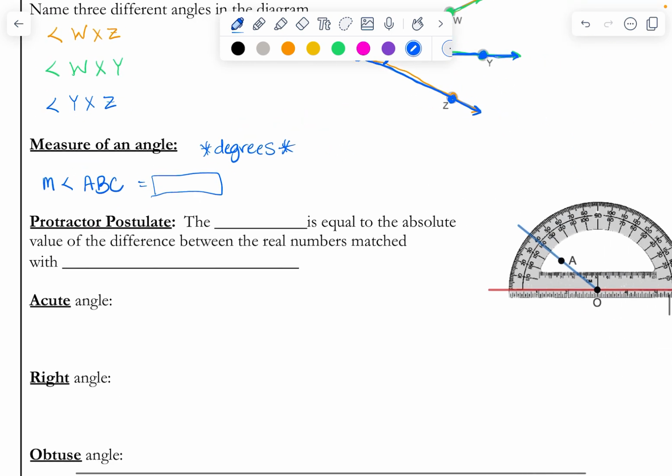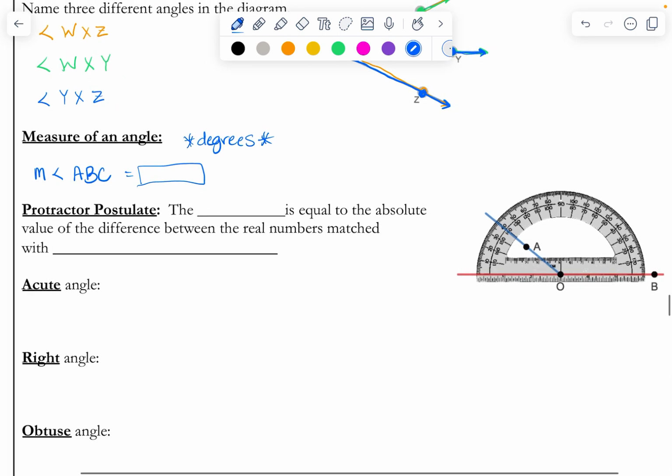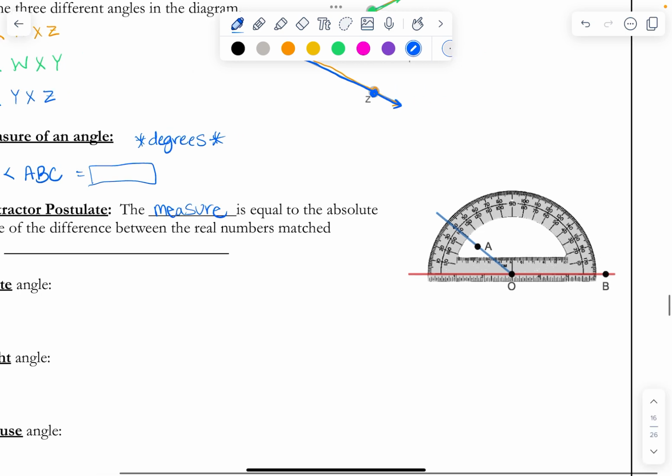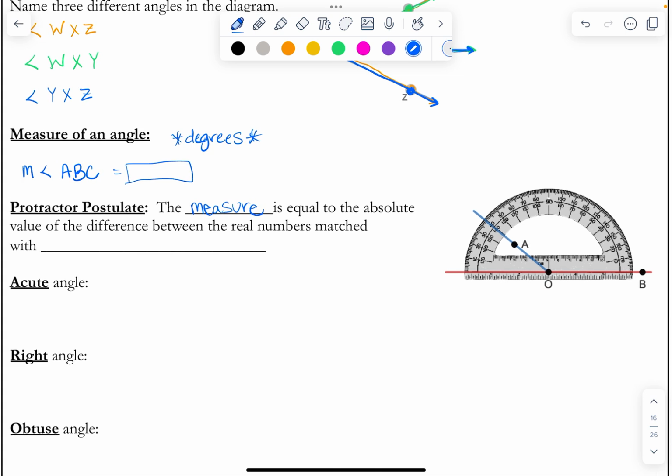Okay, protractor postulate. Some of you may have used a protractor before, but it's a tool that you use to measure an angle. The protractor postulate is the measure is equal to the absolute value of the difference between the real numbers matched with the two sides.